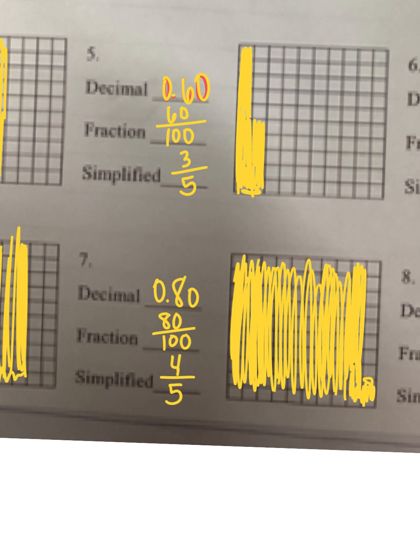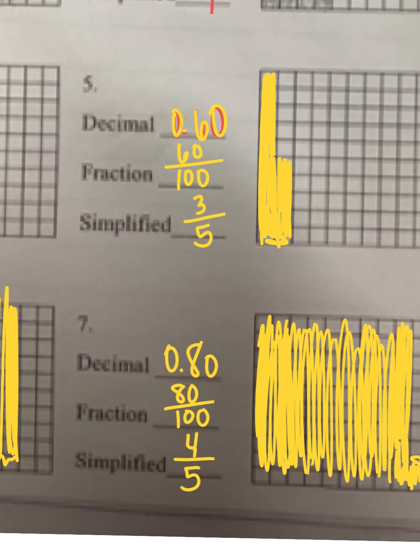Okay, here's what they look like when you are done. On the first one, you should have 60 little squares shaded. It's 60 over 100, and the simplified fraction is 3/5. What did I reduce by? 20. I divided by 20.